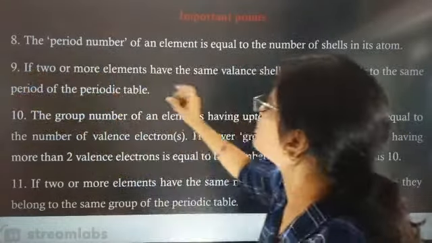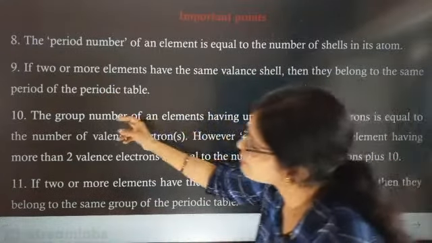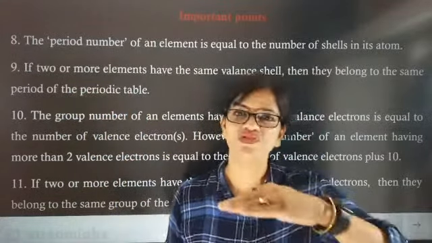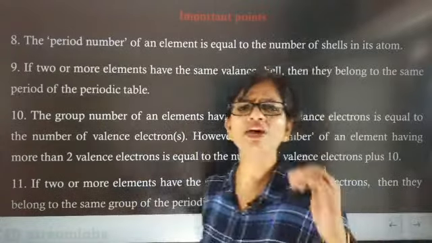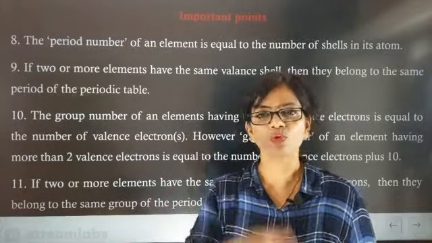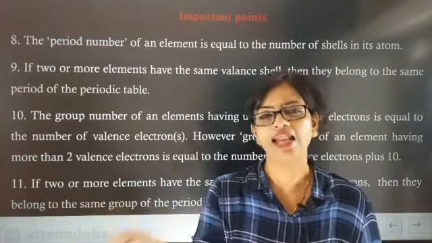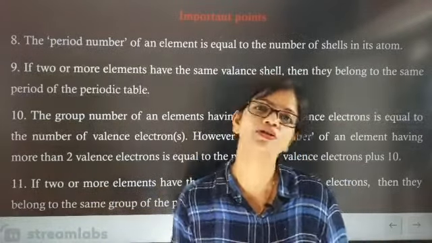If 2 or more elements have the same valence shell, then they belong to the same period of the periodic table. That means sodium and magnesium. In both cases, the electrons are filled in the same orbit, so the period number will also be the same.